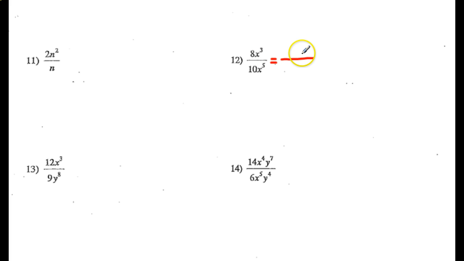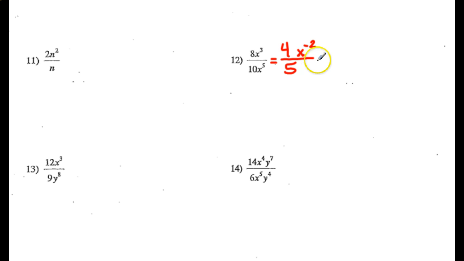So I'm going to do my x bases because that's the same base. When I subtract, I'm going to put it up top always. And now remember, it's always top minus bottom. 3 minus 5 is negative 2. Remember, whether you get a positive or negative, you throw it on the top when you subtract. Now let's handle the numbers. 8 divided by 10, I can't do it, but I can simplify. I can divide these both by 2. So 8 divided by 2 is 4. 10 divided by 2 is 5.